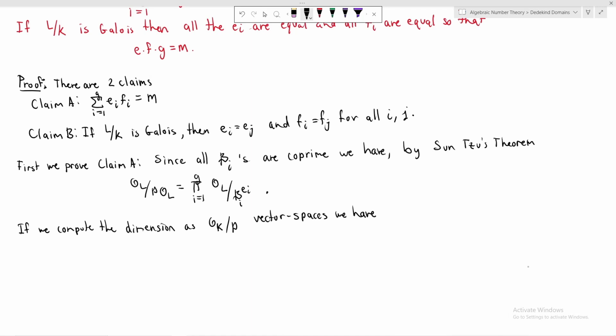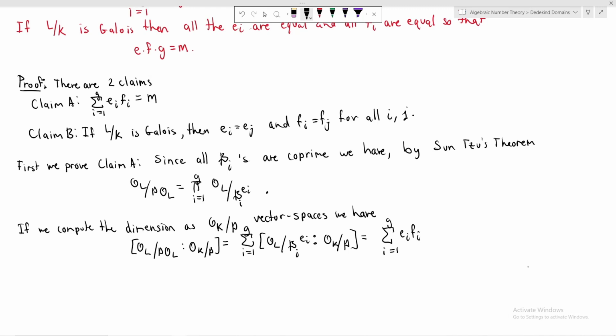If we can compute the dimension on both sides, well, we know how vector space dimension acts over products. So the dimension of O sub L mod P O sub L will be the sum of the dimensions on the right-hand side, of O sub L mod P sub i to the e sub i over O sub K mod P. And here we can use the lemma we proved in the last lecture. Each of these is equal to the product of the ramification degree times the residue degree. And so this equality here is due to the last lecture.